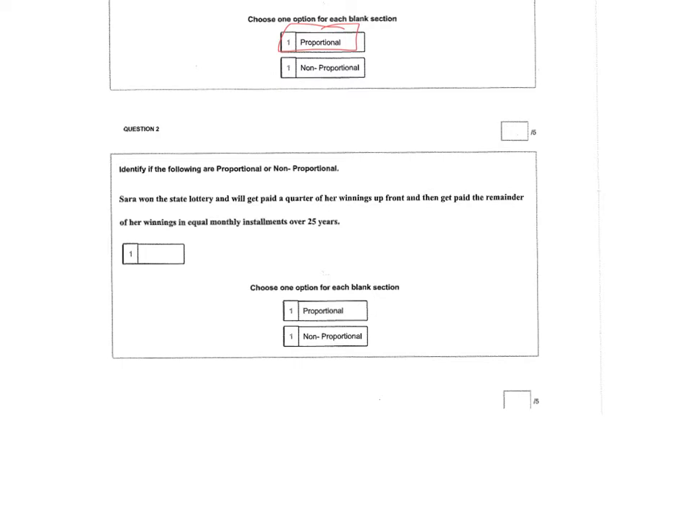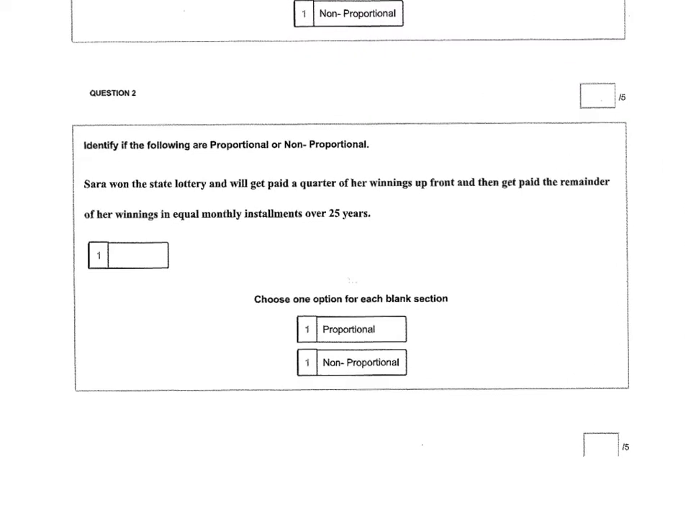Question 2, another girl won the state lottery and will get paid a quarter of her winnings up front. A quarter of her winnings up front. So she's getting paid some amount of money, so 25%. And then get paid the remainder of her winnings in equal monthly installments over 25 years. So they gave us a number in words, but technically they gave us two numbers. So that would mean it would be non-proportional.